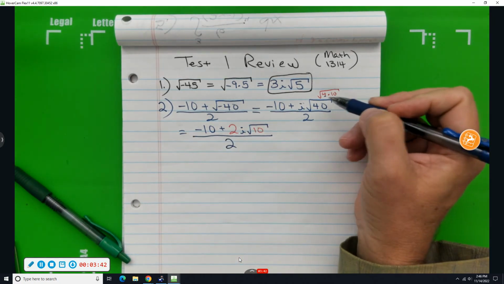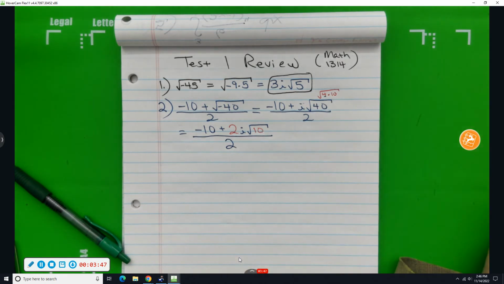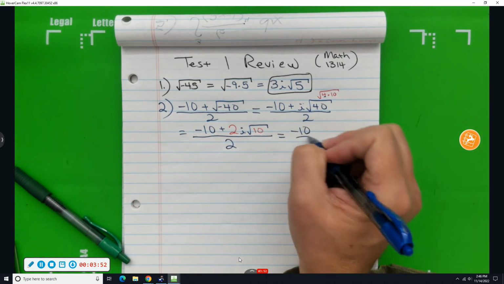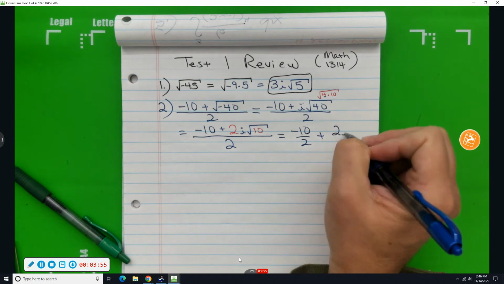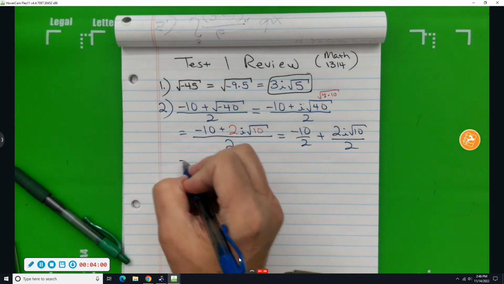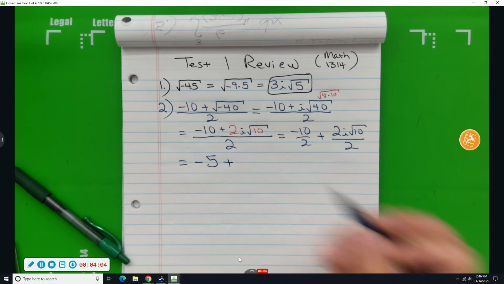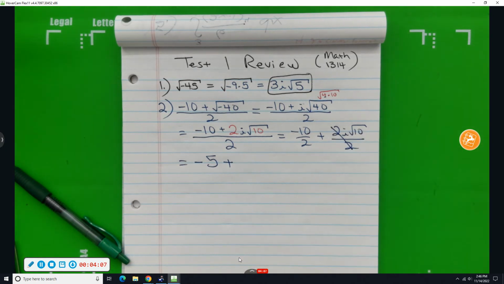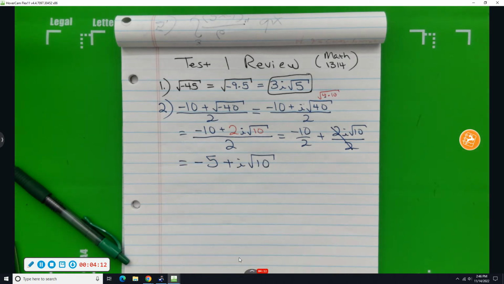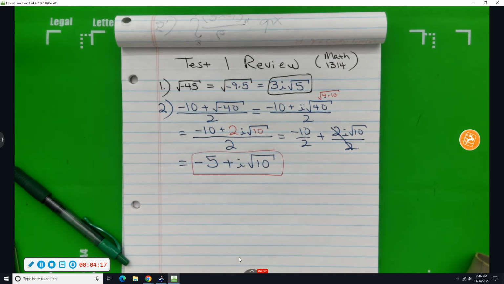The square root of 40, the square root of 4 is 2. The square root of 10 stays under the radical. And then we can split up negative 10 over 2 plus 2i square root of 10 over 2. Negative 10 divided by 2 is negative 5 plus, cancel the 2's, and we have i square root of 10. So negative 5 plus i square root of 10.